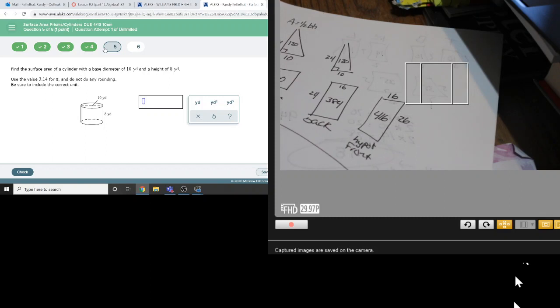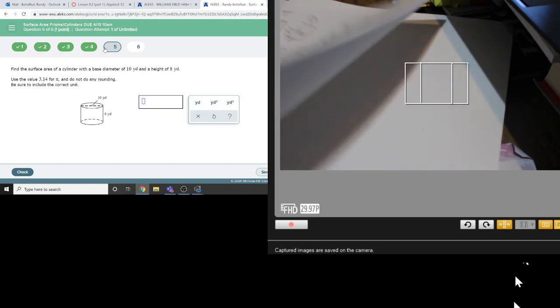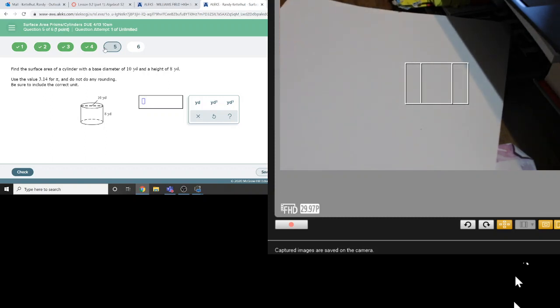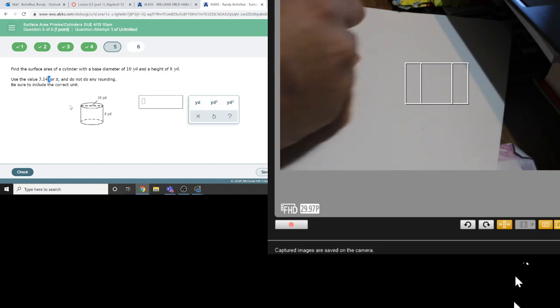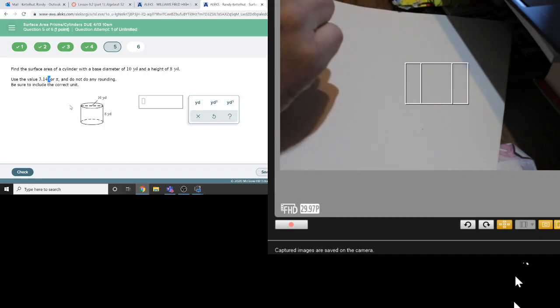Ooh, we got our first cylinder, boys and girls. Here we go. Find the surface area of the cylinder with the base diameter of 10 and a height of 8. That's already on the picture for us. Use the value 3.14 for pi, and don't do any rounding. So you can't use the Google calculator, some of you.